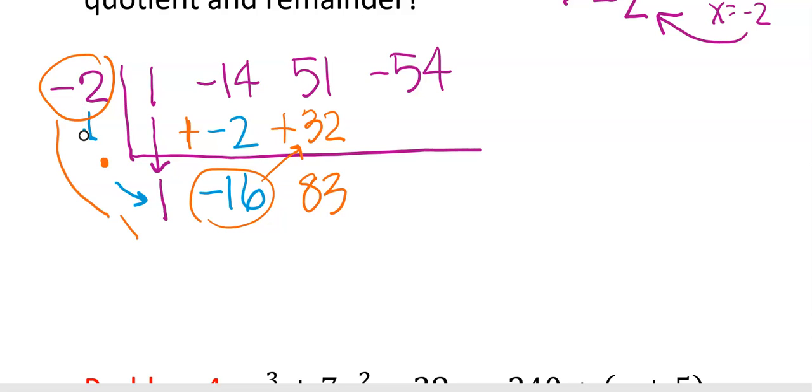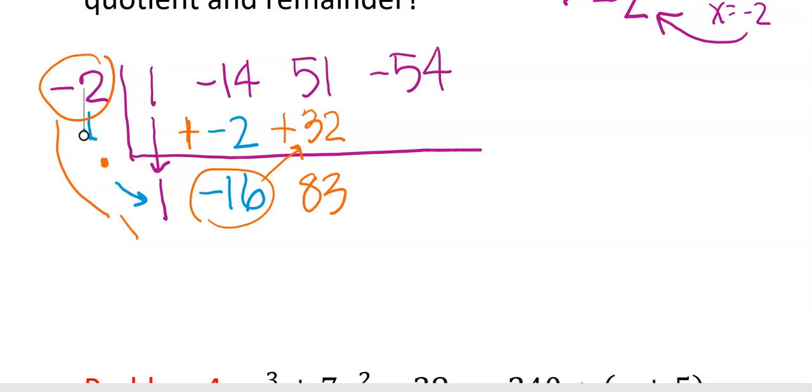Now, you get some wildly big numbers on this. Don't be alarmed, because usually they work out. Sometimes they don't, but a lot of times they do. Last step, negative 2 times 83. That'd be 166 negative.